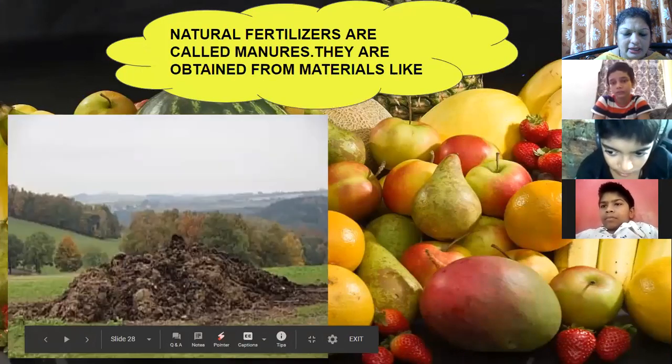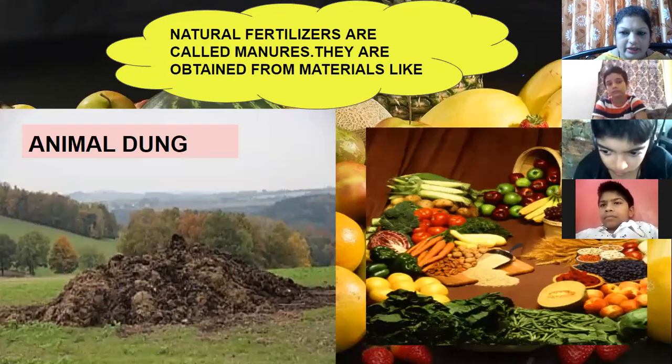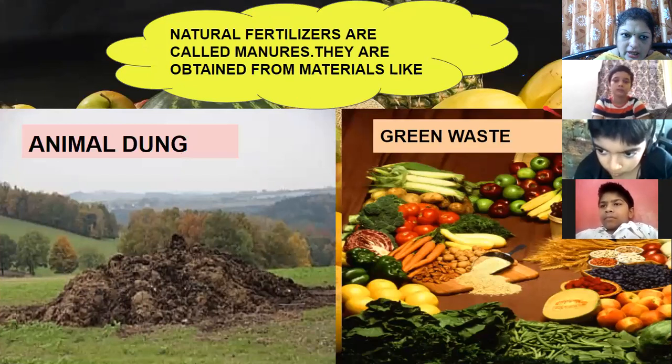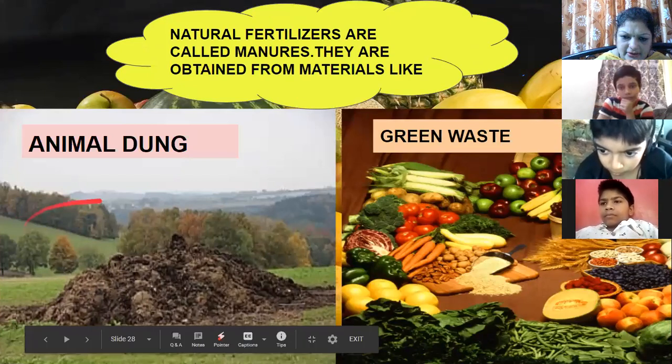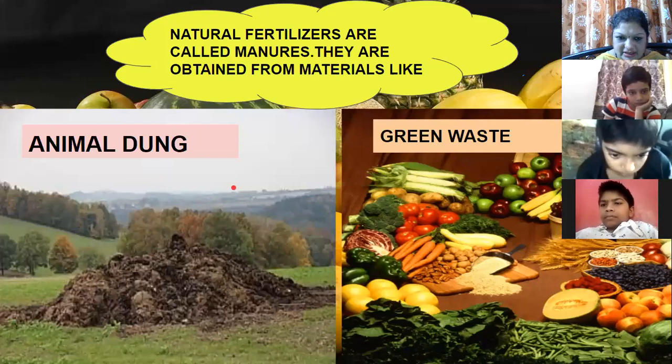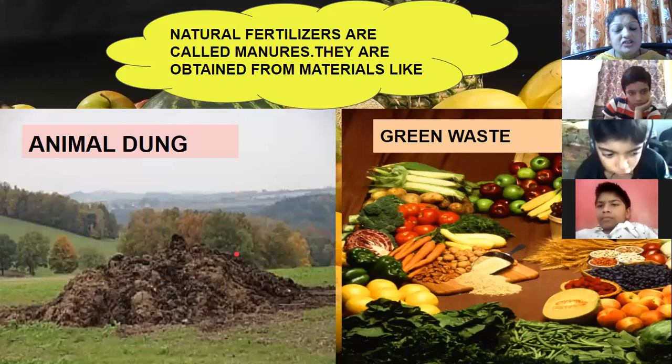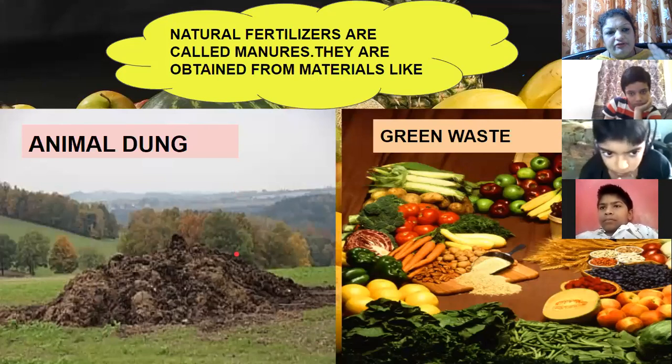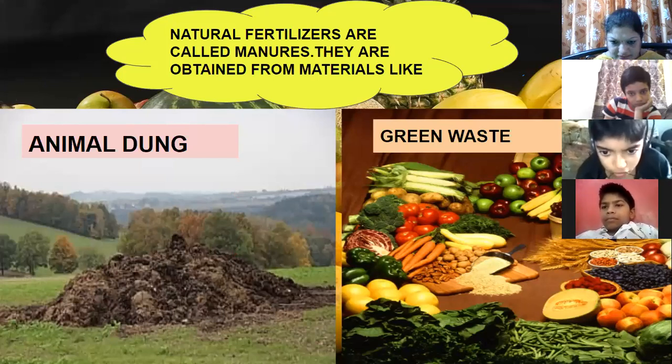Now let us see the first one, natural fertilizers. Now see the first slide here, animal dung. Do you know what we mean by animal dung? The waste of animals. Animal waste is animal dung, which is really a good natural fertilizer for crops.